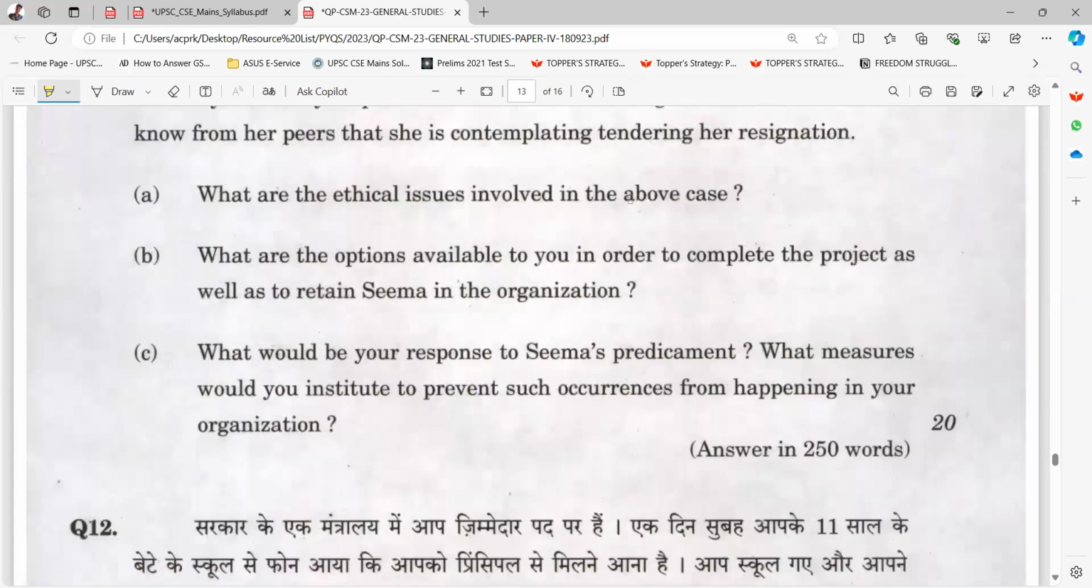A. What are the ethical issues involved in the above case? B. What are the options available to you in order to complete the project as well as to retain Seema in the organization? C. What would be your response to Seema's predicament? D. What measures would you institute to prevent such occurrences from happening in your organization? Answer in 250 words. It's a 20-mark question.